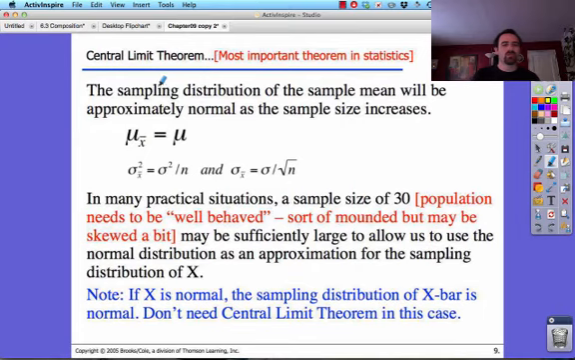Okay, so here's the central limit theorem again restated. The sampling distribution of the sample mean will be approximately normal as the sample size increases. The mean will be the same as the original mean, and the standard deviation will be the same as the original standard deviation divided by the square root of the sample size. This works typically when the sample size is at least 30.